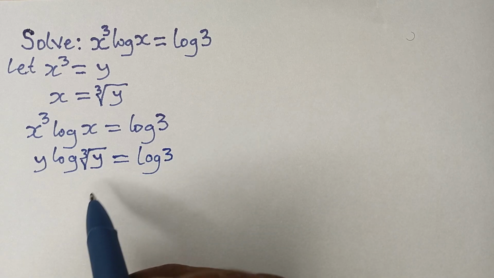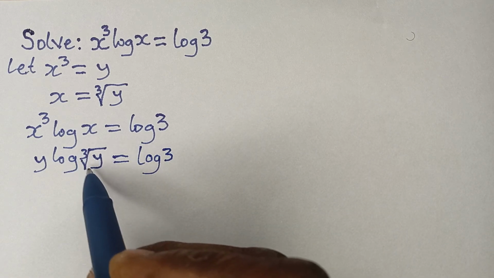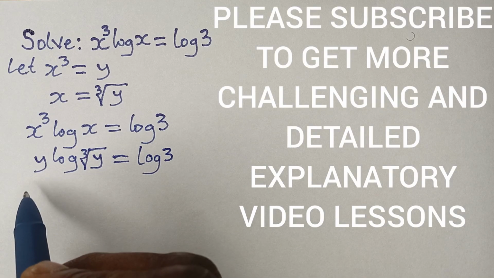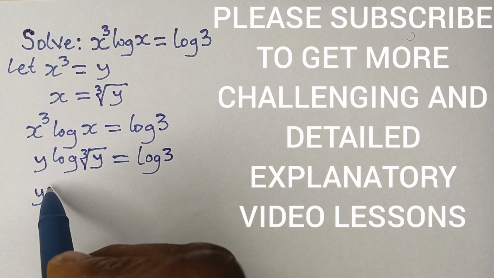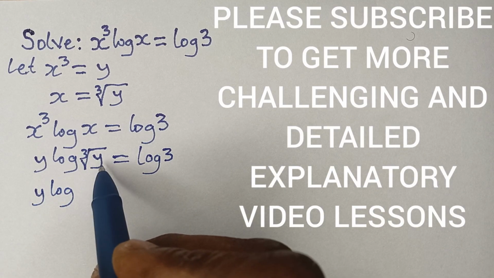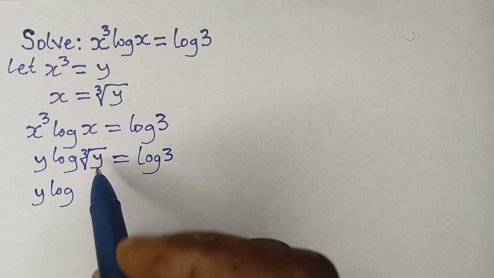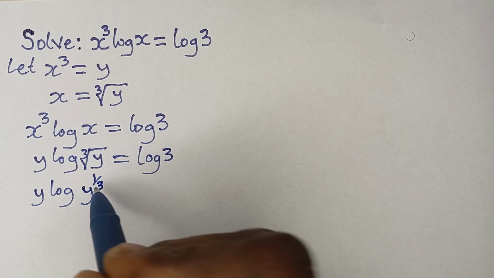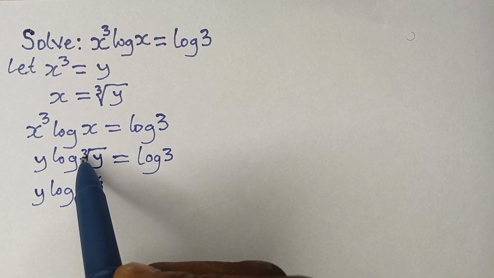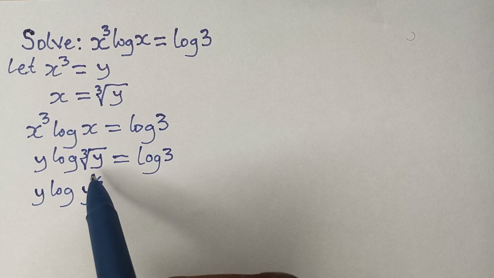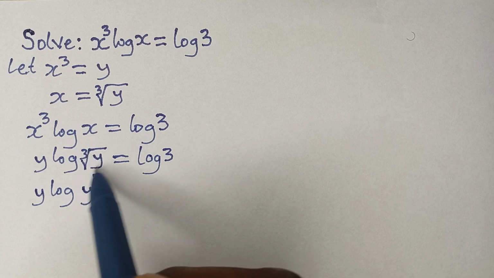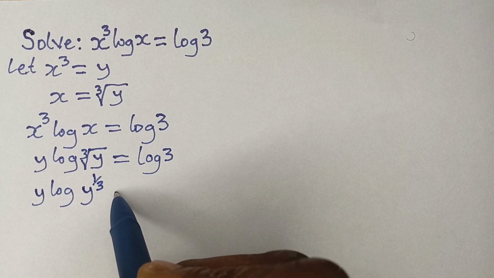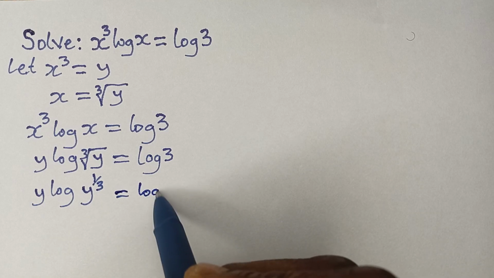Now, the next thing for us to do is to simplify this third root of y, or to write it in a different format. So I'm going to say y log, the third root of y can simply be written as y raised to power 1 over 3. This 3 here can be made the denominator, and then you simply put 1 as the numerator. So this third root of y can also be written like this. Take note of that. And that will be equal to the logarithm of 3.